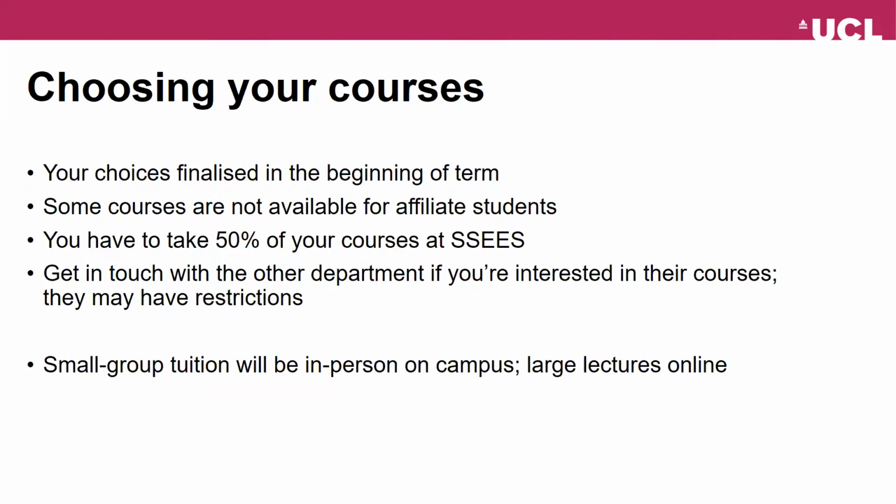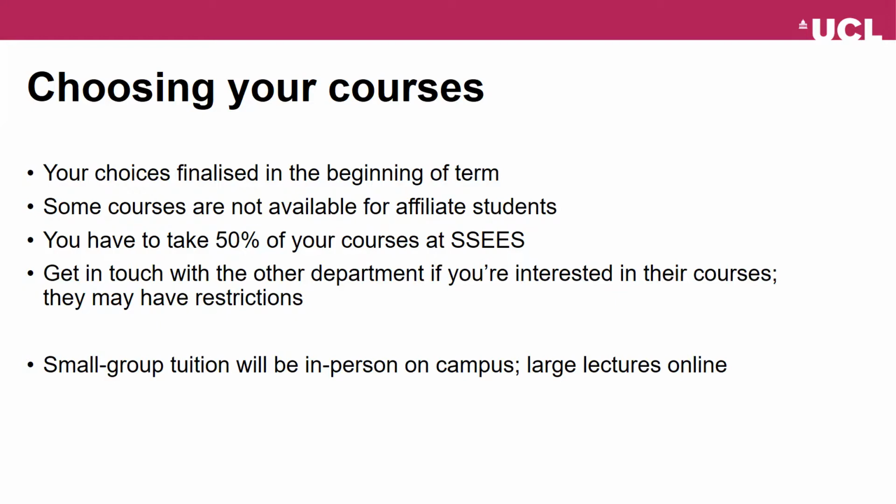And choosing your courses, I'll just say this very quickly so we have time for questions. You can finalize these choices in the beginning of term because some of you are very keen and you have a very specific set of courses in mind. I would recommend having an option B or even C because not all of the courses that you're interested in necessarily run that year, because a member of staff might be on research leave or they just don't have places. So have a selection of courses in mind. And like I said, some courses just aren't available for affiliate students because they're so popular and they're aimed at students in a specific program.